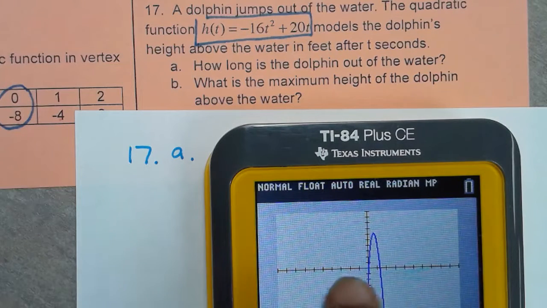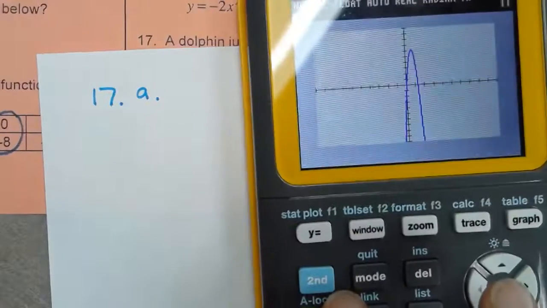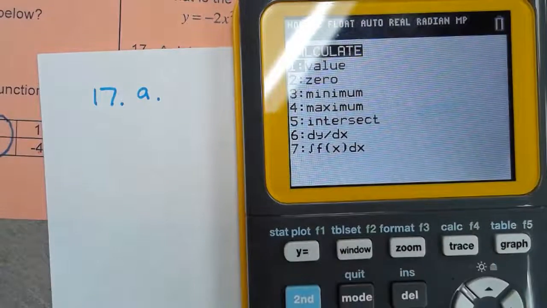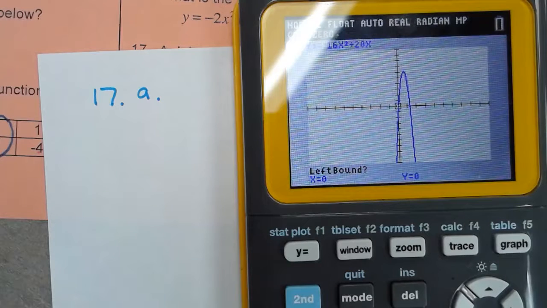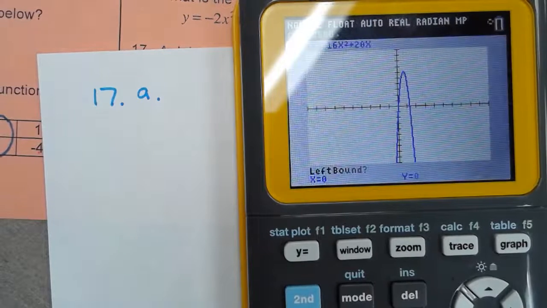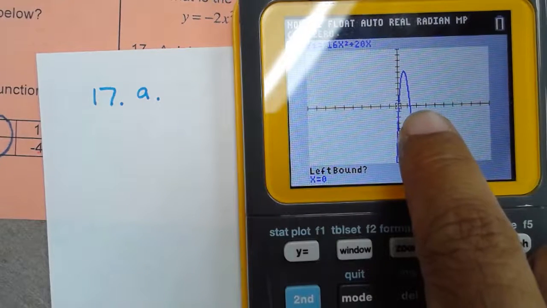Zeros are where it crosses the x-axis. So I'm going to hit the second button and then calculate again. I want to know the 0, which is number 2. Okay, so I'll do that again. Second, calculate. You want the 0, which is number 2. And then I want to know what that is over here, so on the left side and the right side of that.